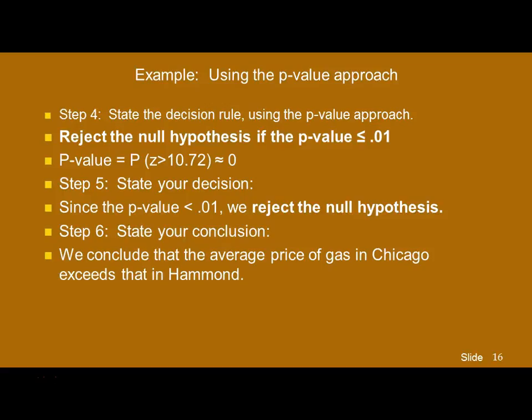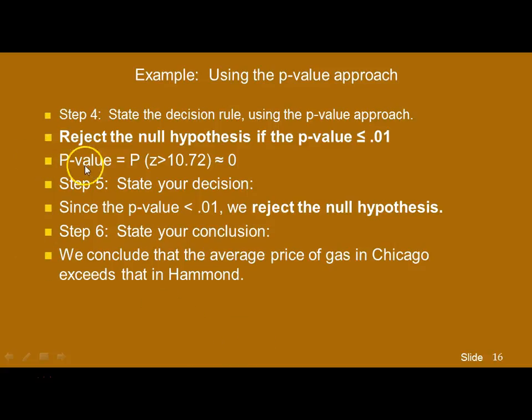Alternatively, let's do the p-value approach. Recall with the p-value approach that you always reject the null hypothesis if you get a p-value less than or equal to alpha. So in this case, with alpha equal 1%, 0.01, we will reject if we get a p-value less than that.